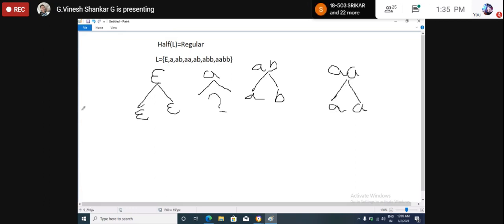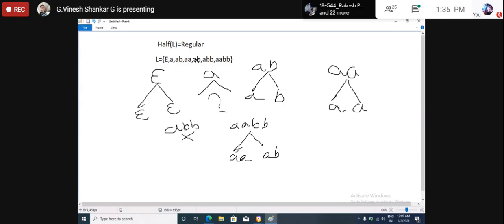Then if I'm having AB, AB also can be divided into A and B. AB is already repeated, so no need to write once again. Then A double B: I cannot divide it into half, these three symbols are there, that's why it's not possible. Next, if I take double A double B, yes, I can divide it. This one I can consider double A, and this one I can take as double B. Is it clear?